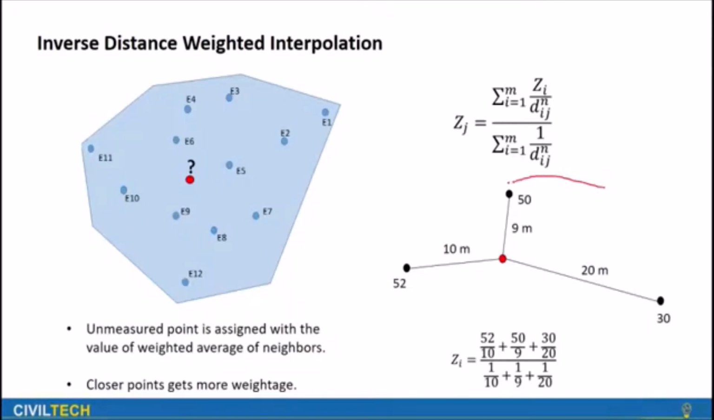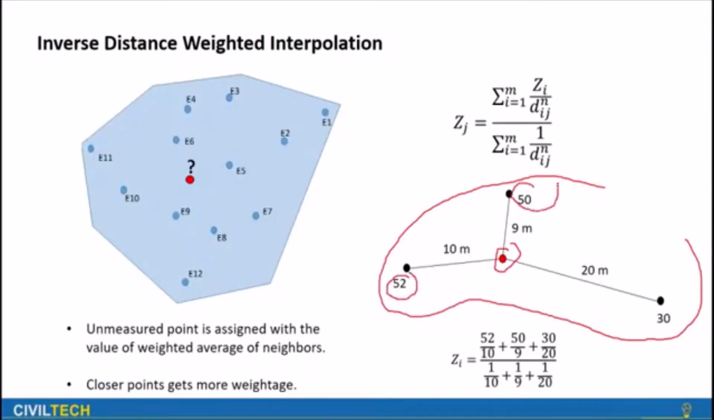So let us consider 3 points over here. This is my unknown point, right? I know the value here is 52, the value here is 50, and the value here is 30. And I know the distances between these points as well. The distances from this point are 10 meters, 9 meters and 20 meters. So just inverse distance, right? This is how I apply the math and then compute what the air pollution is at this particular locality.